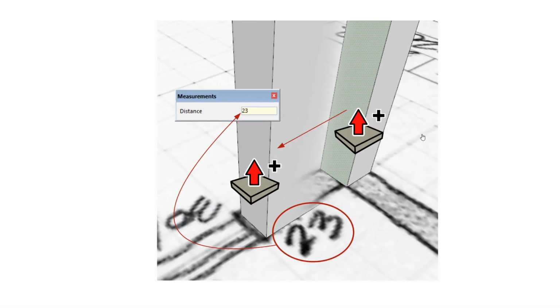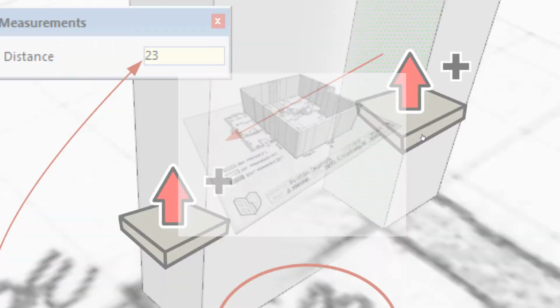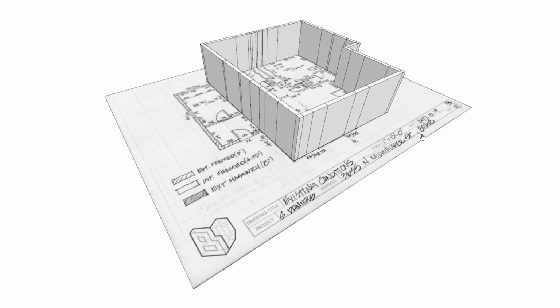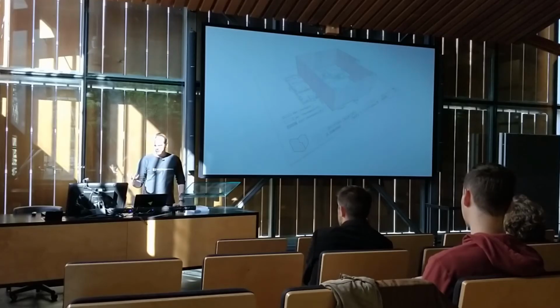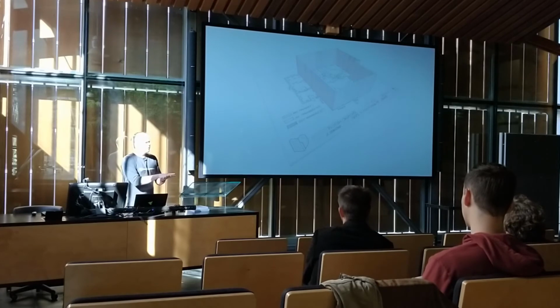All right, so then, of course, we pull it out by 23. You've got your dimensions right there, and you end up with something that looks like this. So we've extruded our plan horizontally. And I can't stress that one enough, that the first instinct is to extrude the plan vertically, and it just is not the best way to do it.